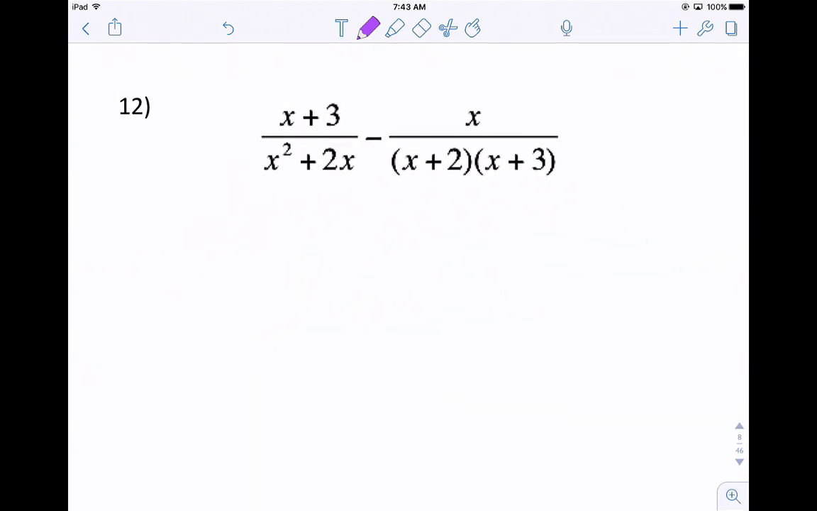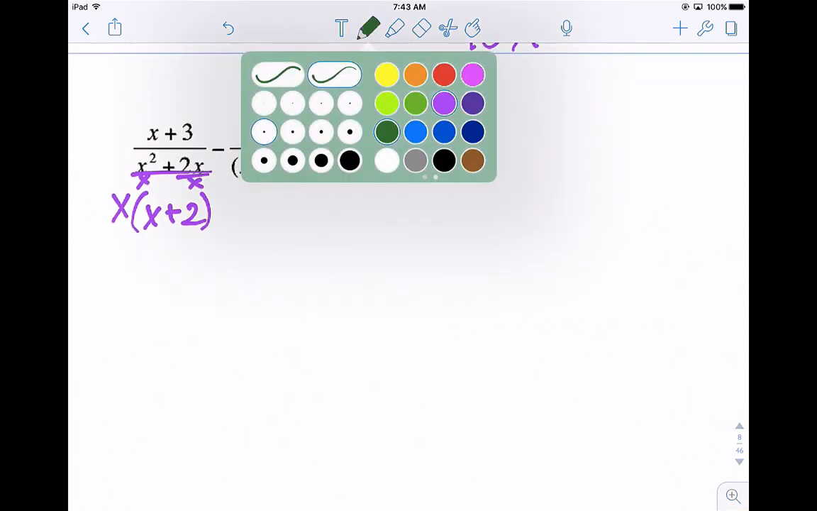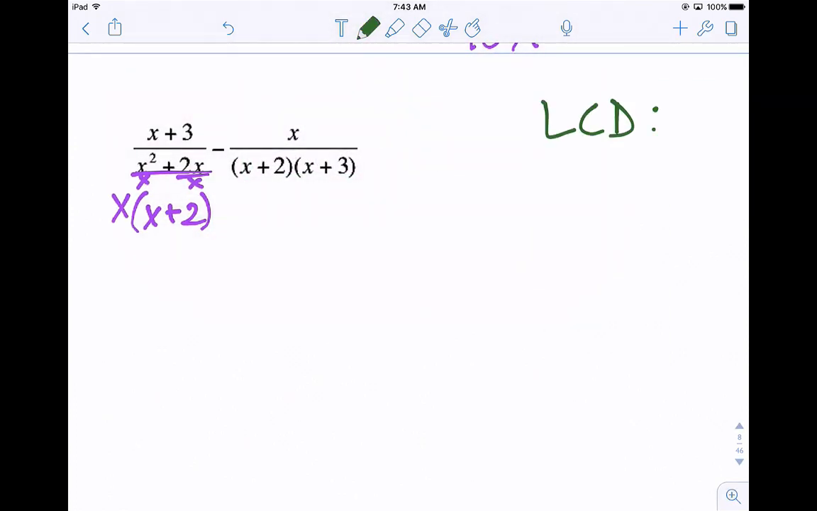All right, so number 12, let's factor. The only thing we can factor is the x squared plus the 2x. We could pull an x out of that. When we do that, we divide each by an x. So we have an x plus a 2 left over. All right, let's write the LCD. It's everything on the bottom. Unless something repeats, we only write it once. So here our LCD is x plus 2, and x plus 3.